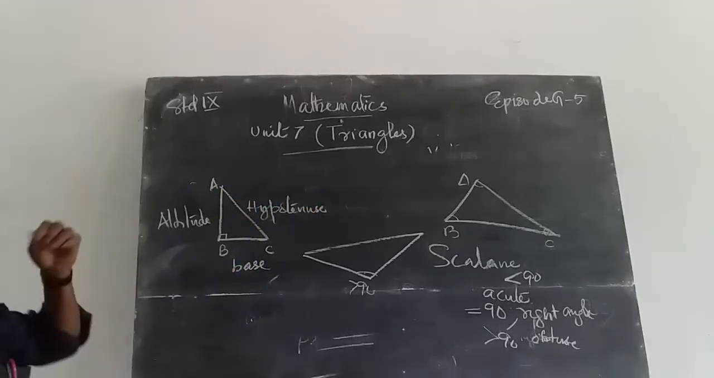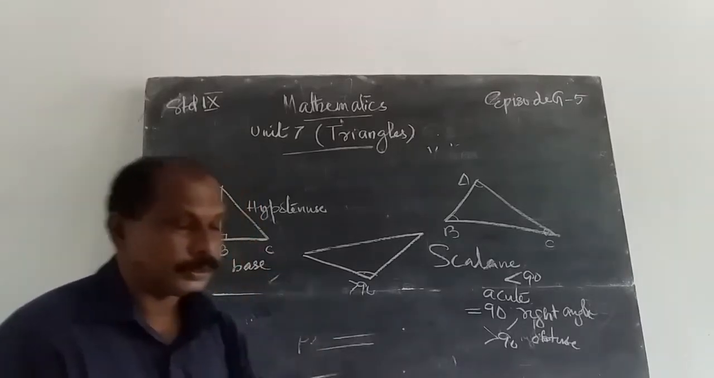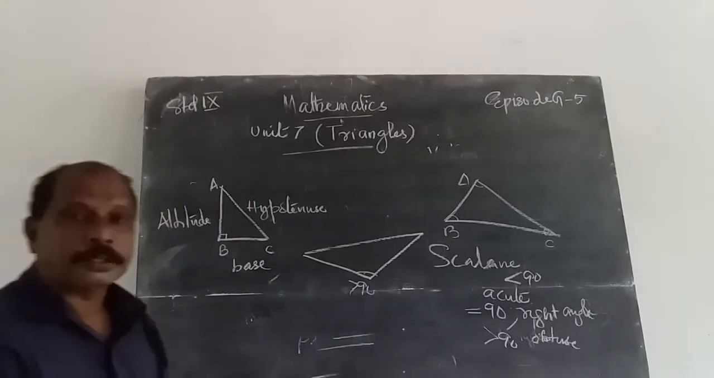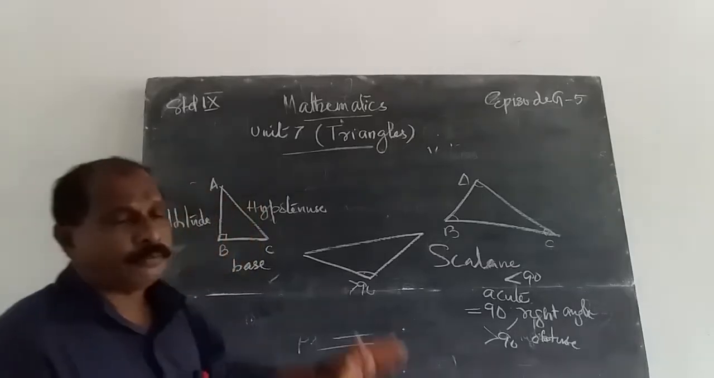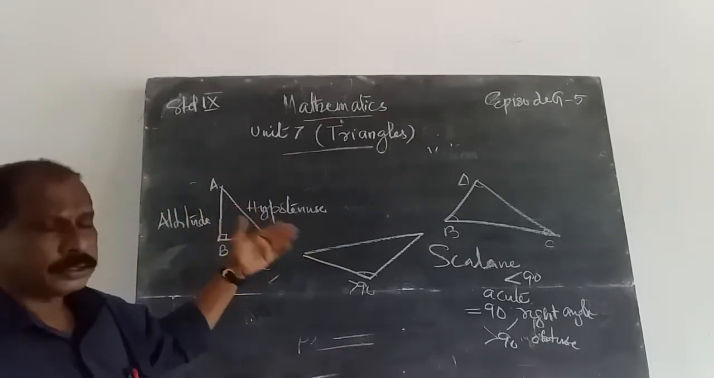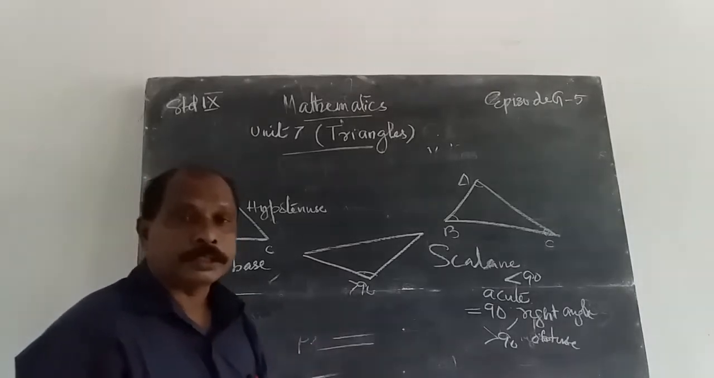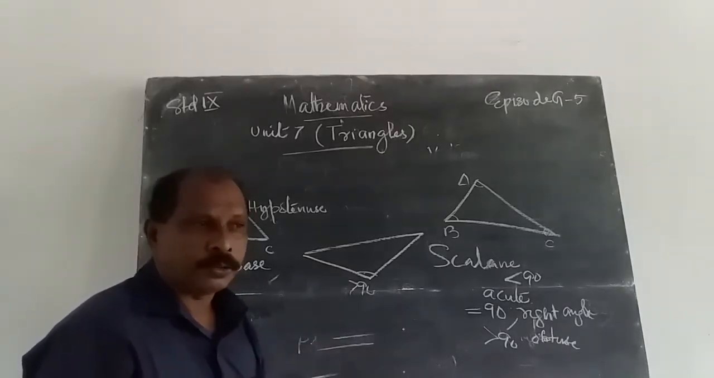That means for a right angle triangle, one is base, perpendicular to that side is altitude, and the longest side, against the right angle, is hypotenuse. Then we know that there is a relation between these three sides. That relation is known as Pythagoras theorem or Pythagorean relation.